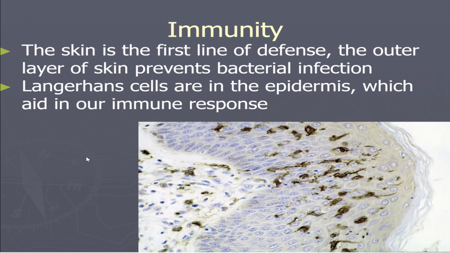Immunity. Skin is hugely important to our immune system. It is the first line of defense. It's what keeps us from getting bacterial infections all the time, because our skin is this protective barrier that bacteria can't really get past unless something out of the ordinary happens. And the other thing that skin has to help with immunity is a specialized set of cells called Langerhans cells. These are found in the epidermis, and they are there to be like the guards on duty, watching for any bacteria getting past the skin as a barrier.